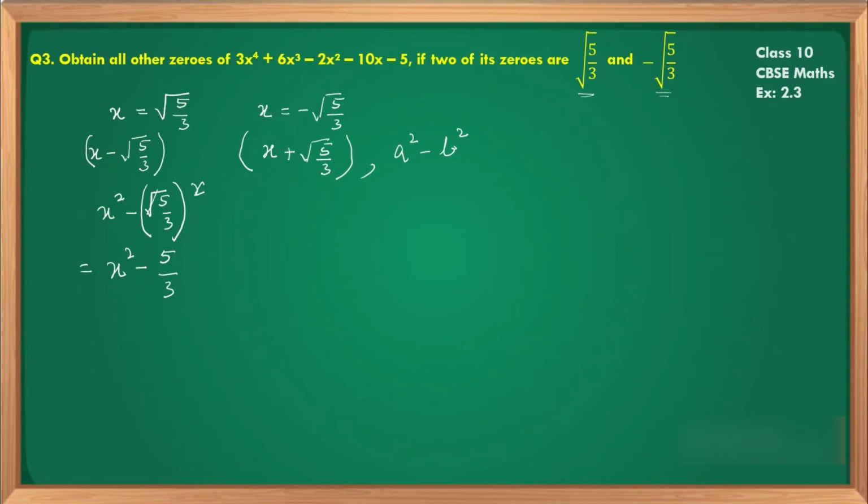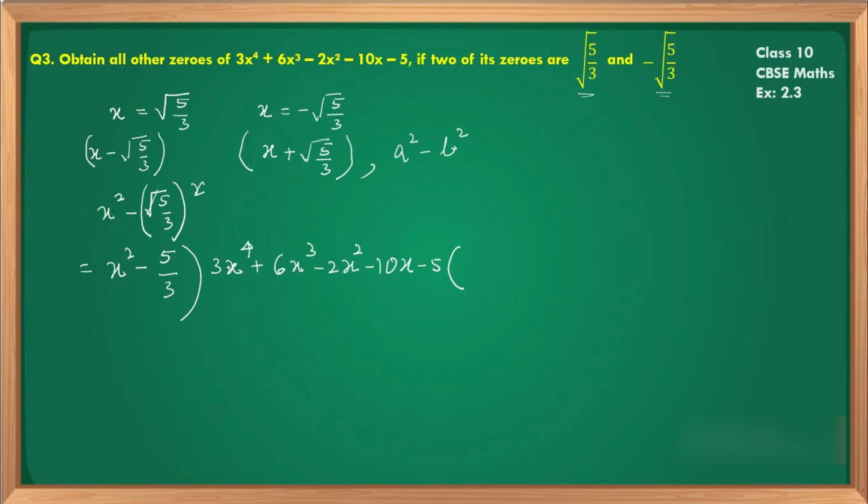Now to get the third and fourth zeros of this polynomial, you need to divide the whole polynomial by this x square minus 5 by 3. When you do this, you get the other two zeros. Let us do that. 3x to the power 4 plus 6x cube minus 2x square minus 10x minus 5.